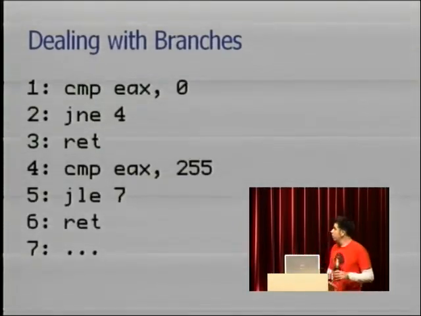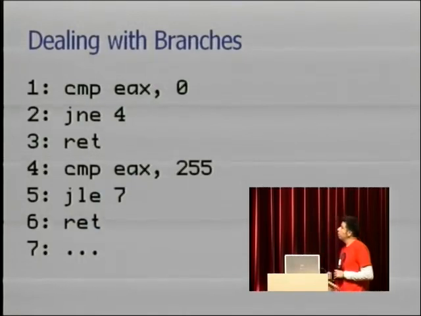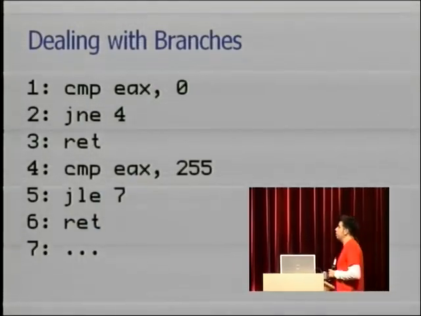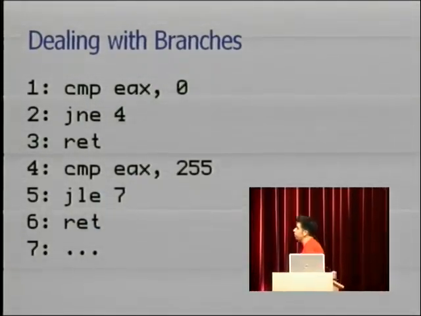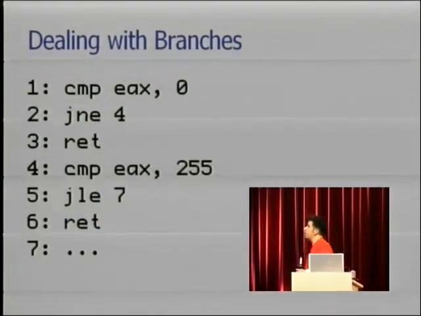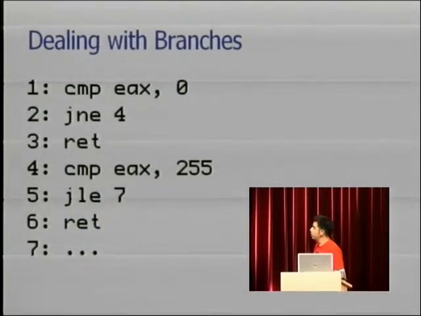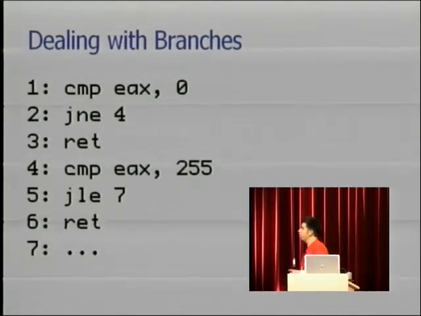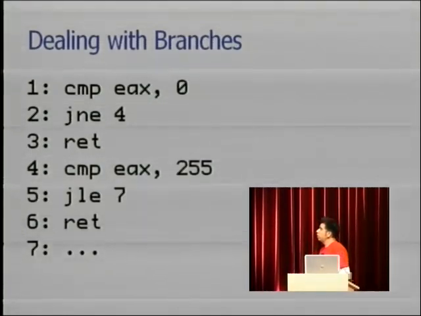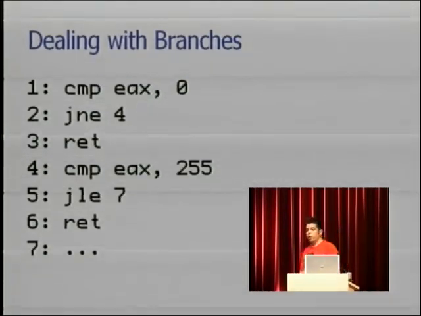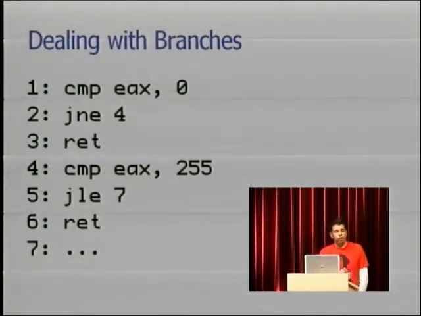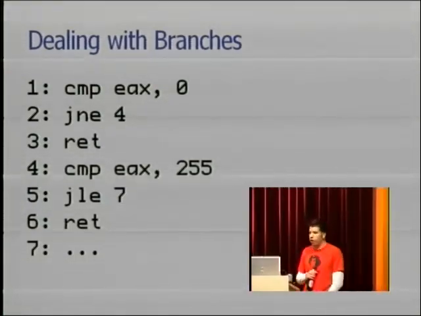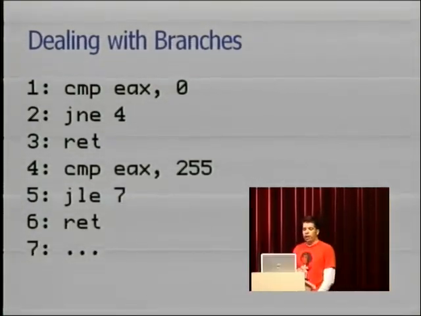So here's a little bit of pseudo assembly. In line 1, we compare EAX with 0, and if it's not 0, in line 2, it's going to jump to line 4. So coming into this, if we get to line 4, we already know that EAX is constrained. EAX cannot be 0. So we already know certain things about EAX.